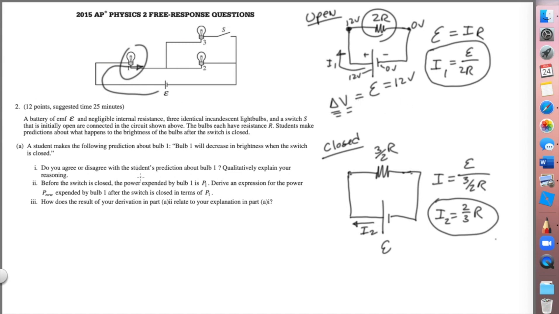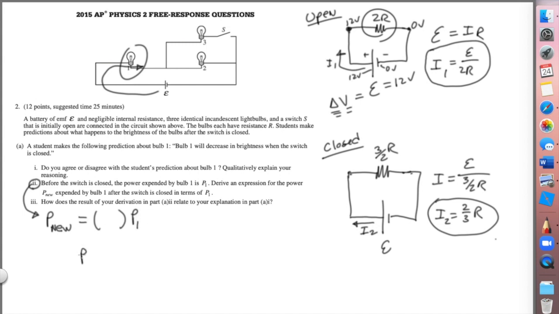Okay, now let's do our power equations. For question 2, what we're trying to do is come up with some equation where, when the switch closes, we're calling it P new, and we want this to be something times P1, where P1 is what the power of bulb 1 was before the switch closed. So let's first of all solve for what P1 is.